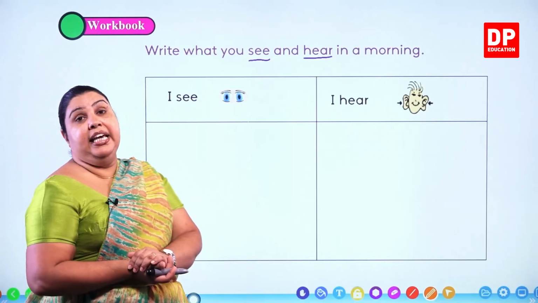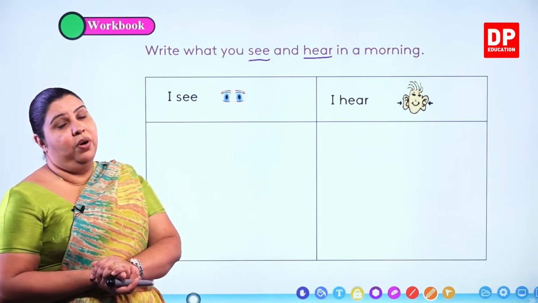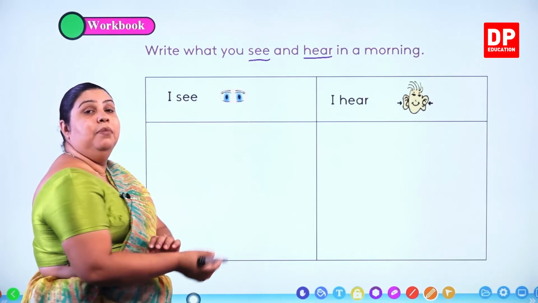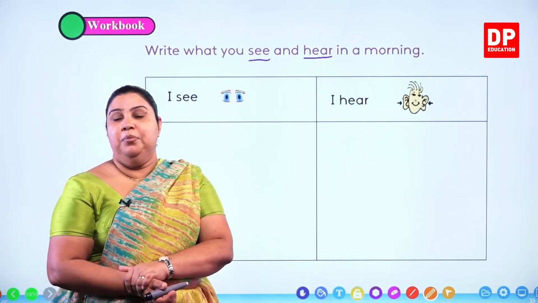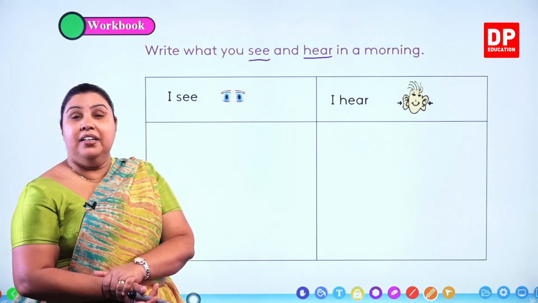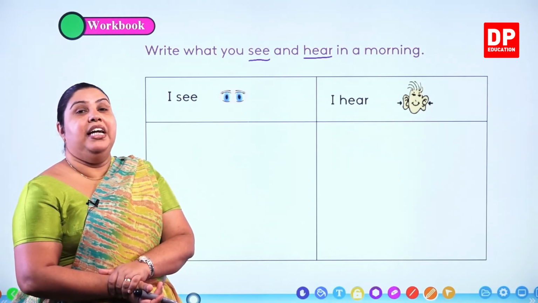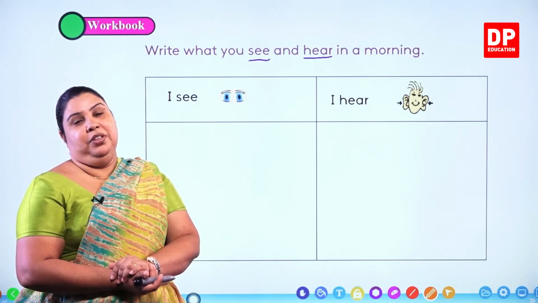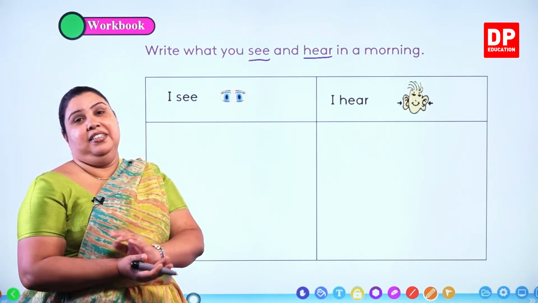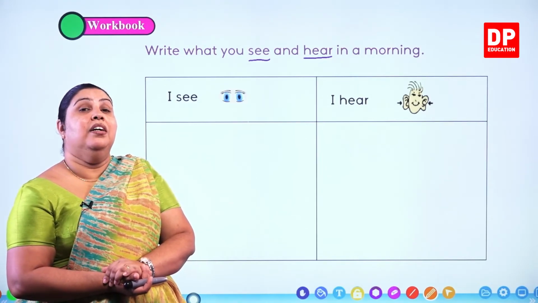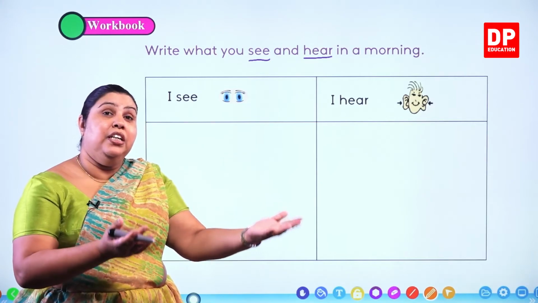I see. What do you see in the morning? You see the bright sun. You see the bright sun. Then you see birds flying. You see butterflies on flowers. Then you see what? The wind blowing.